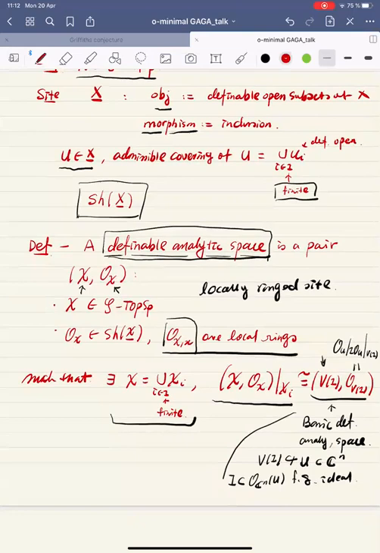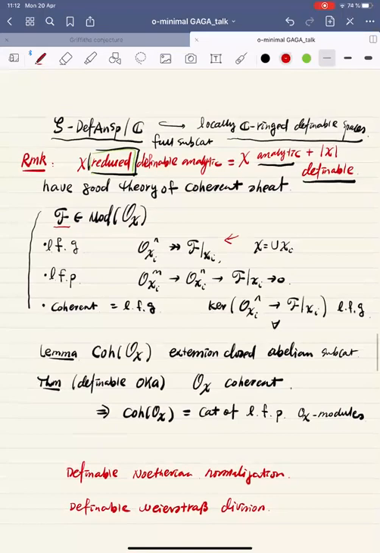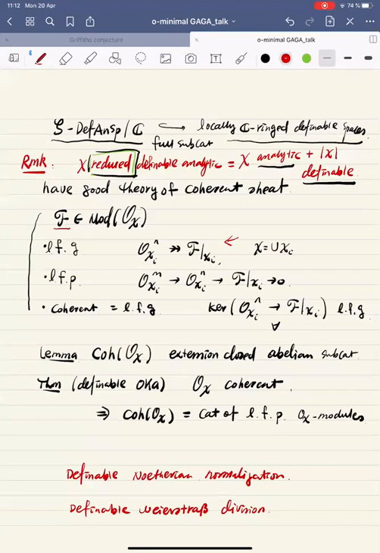Do you know the definition of the definable analytic space now? Okay. And now we want a good theory of coherent sheaves on the category of definable analytic spaces. This is locally finitely generated and locally finitely presented, just the usual definition: we have a finite presentation locally. And coherent means finitely generated and such that for any map from some free module to F, the kernel is locally finitely generated.